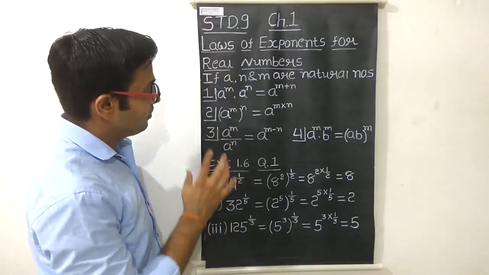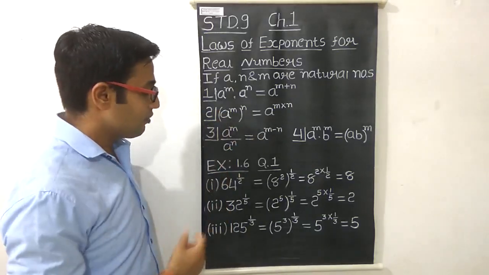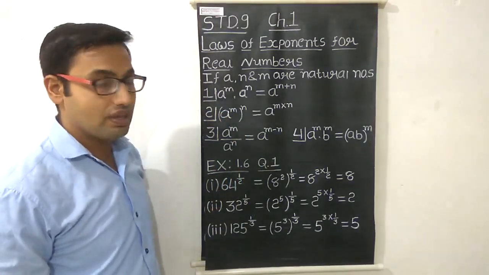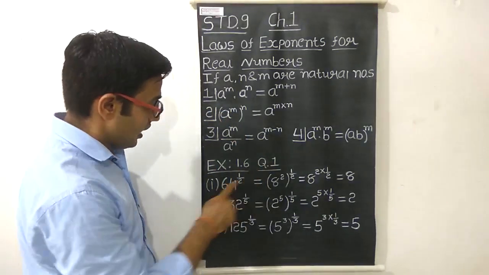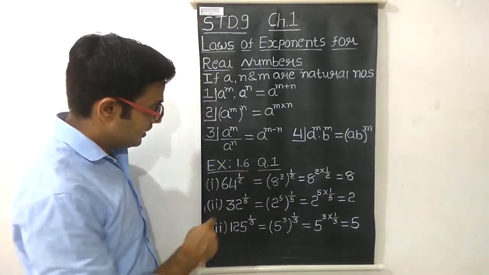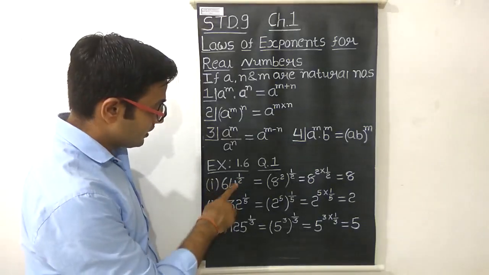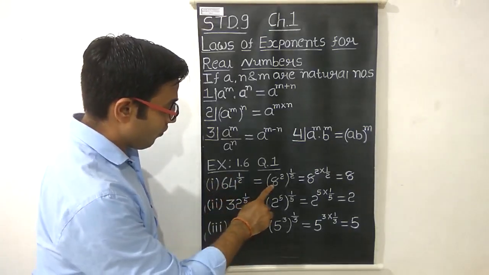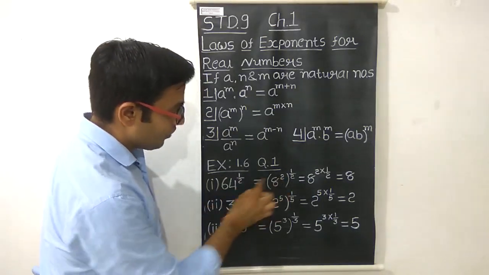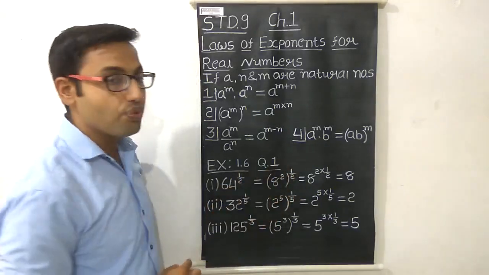So based on these four rules, let us study some examples, that is, of exercise 1.6, question number 1. First question, sub-question number 1: we have to find the value of 64 raised to 1 by 2. Now we know that 64 is the square of 8. So we can write 64 as 8 squared, and the whole raised to power 1 upon 2.